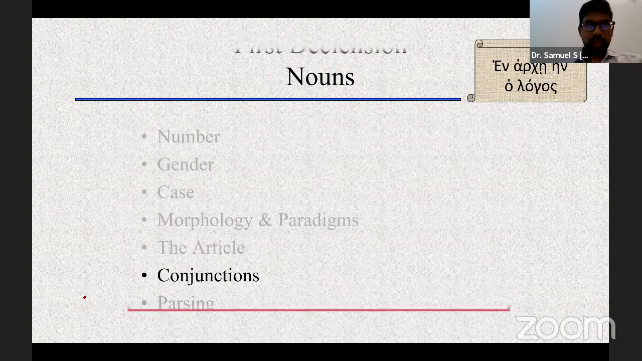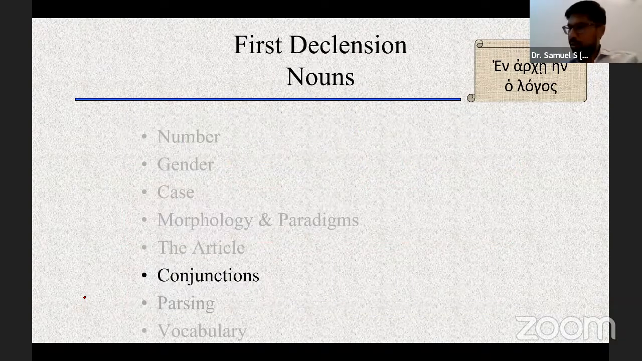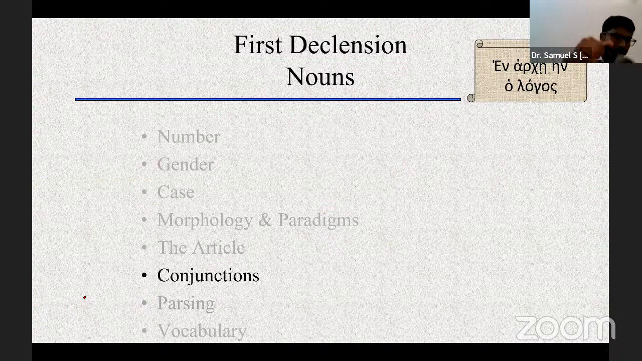Let's skip this. Yeah, let's not worry about the accents. Conjunctions. Please give me just a moment.